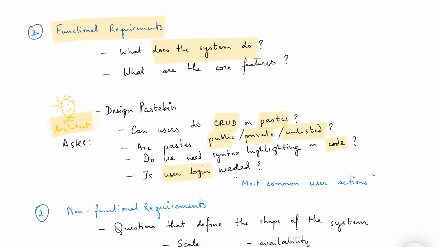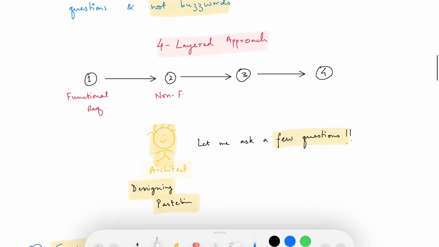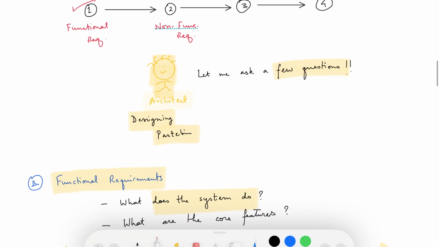Okay. So as you are seeing all these questions that our architect asks, it signifies the most common user actions that are possible on our system, and that is what constitutes the functional requirements. That is layer one in our four-layered approach. Next layer is non-functional requirement. So we are done with layer one. We have built the foundation of the building. Now we move up by one layer, which is non-functional requirement.